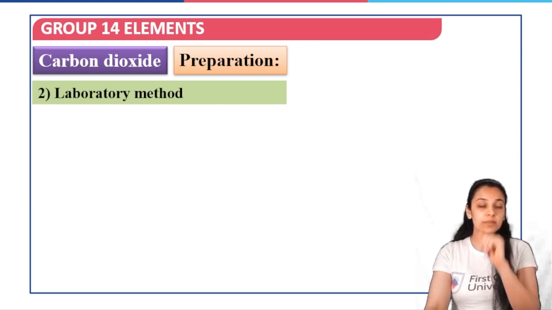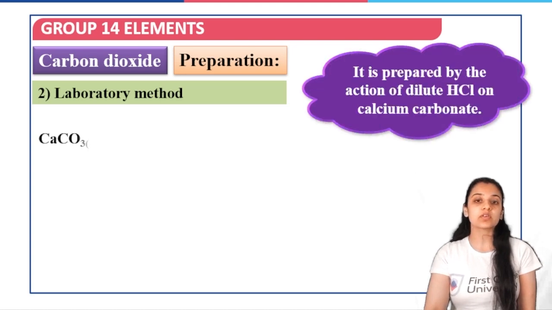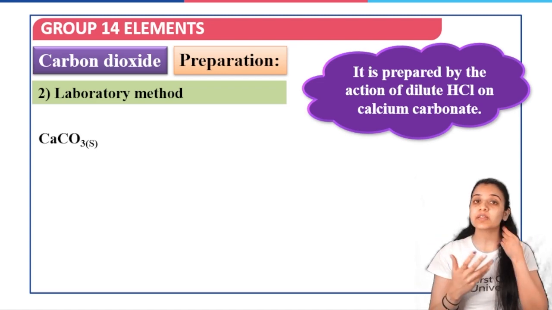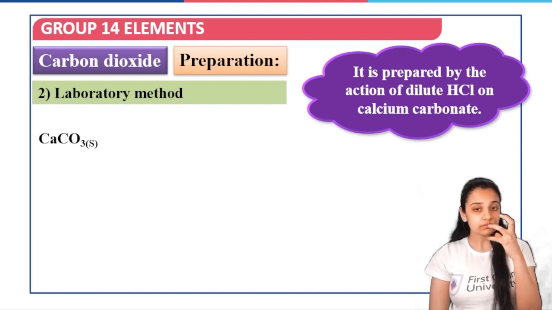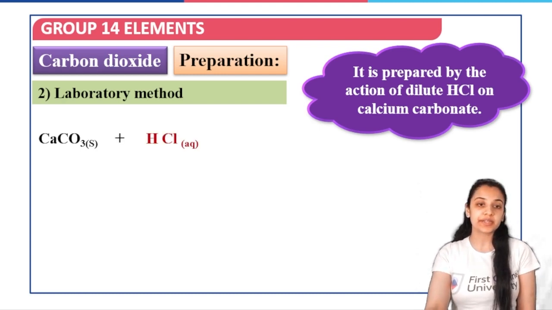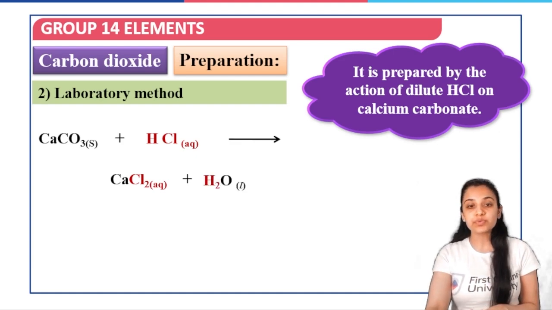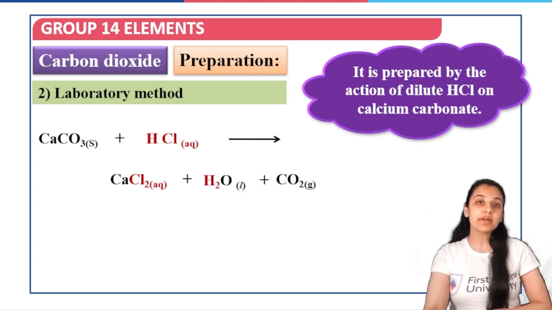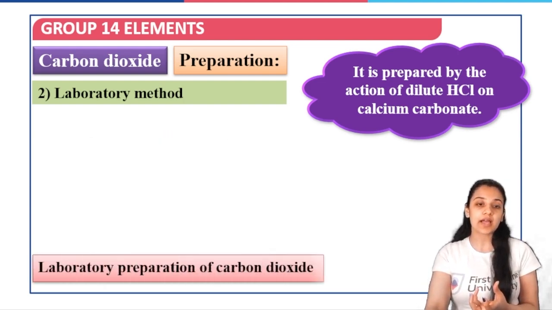The next method for the preparation of carbon dioxide is the laboratory method. In the laboratory method, it is prepared by the action of dilute HCl. Suppose you are present in the lab and you want to prepare carbon dioxide. How do you do that? You will take calcium carbonate and add dilute HCl to it. When you do that, calcium chloride is produced along with water and carbon dioxide. So this is how carbon dioxide can be produced in this particular reaction.